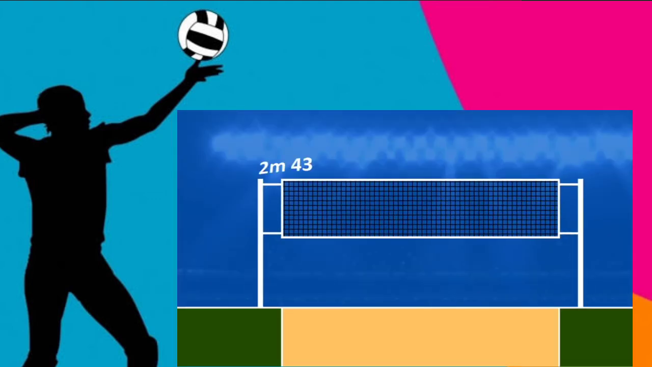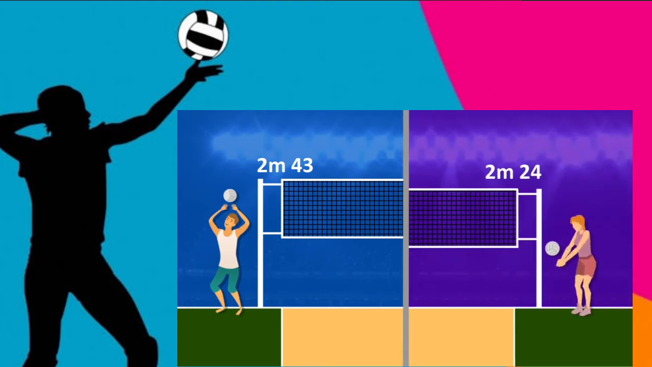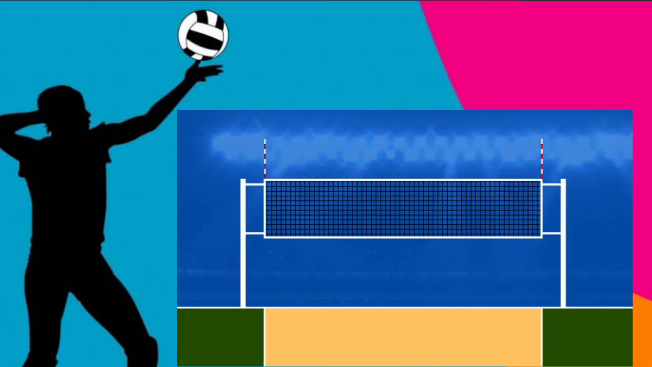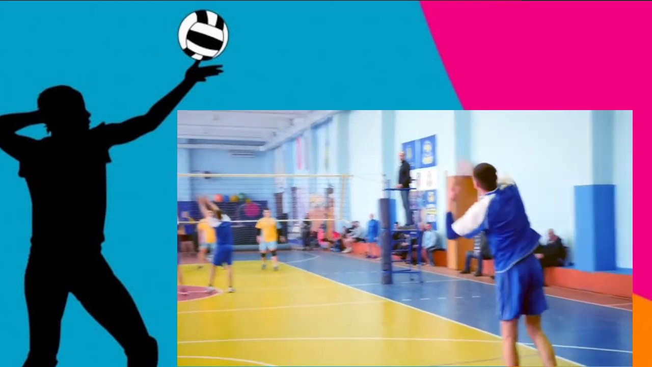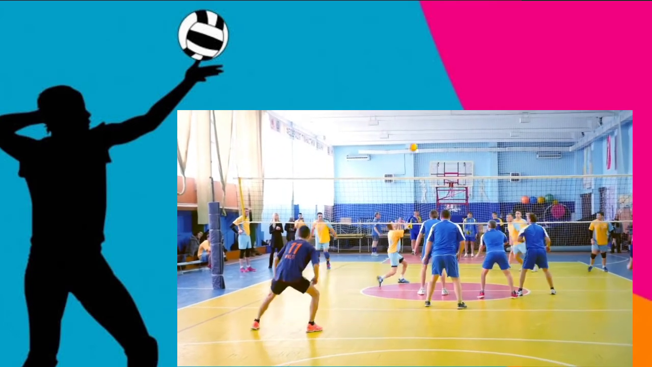The height of the net is 2.43 meters for men and 2.24 meters for women. Two antennae are attached to the net above the sidelines and mark the boundaries of the court. They rise 80 centimeters above the net. Two teams of 6 players rally the ball to each other.